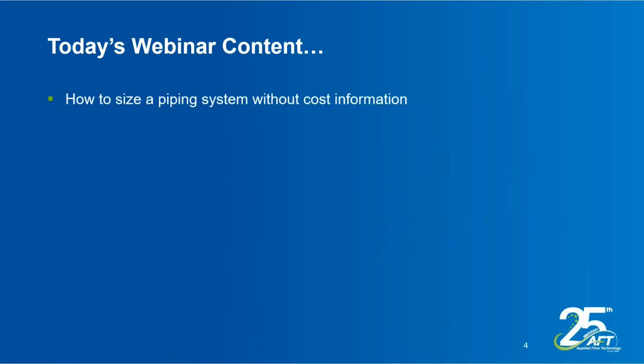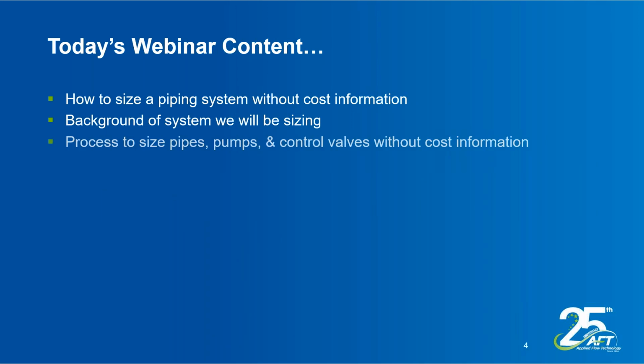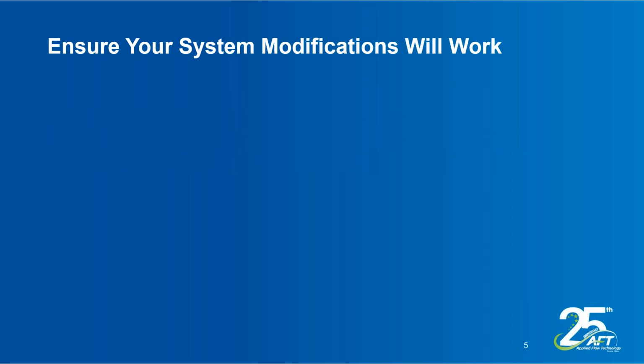So today we're going to talk about how to size the piping system without cost information. I'm going to give you a background of the system I'm going to be sizing and kind of how that came from. And then I'll discuss the process on how to size the pipes, the pumps, and control valves without any information for cost. And what we're going to be doing is a non-monetary sizing process based upon the overall piping weight. So we'll go into that here in the next couple of minutes.